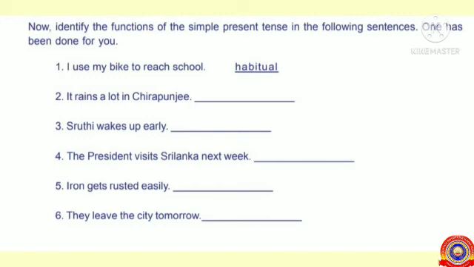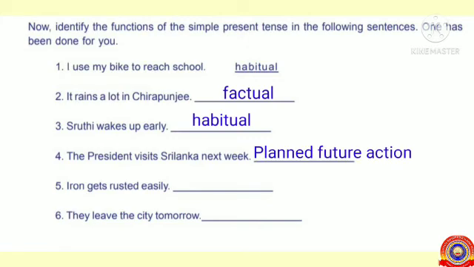Now look the second one. It rains a lot in Cherrapunji. Students, it is a fact. So it's a factual action. Third one, Shruti wakes up early. So what's the function of this sentence? Tell me. Yes, it is a habitual action. Fourth one, the president visits Sri Lanka next week. It is a planned future action. Next one, iron gets rusted easily. Yes, it is a universal truth.